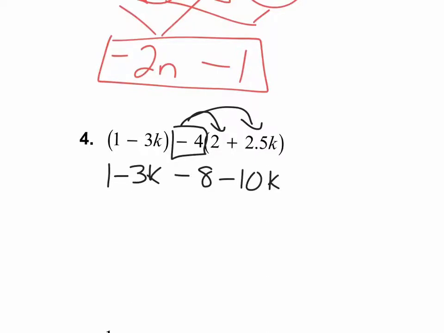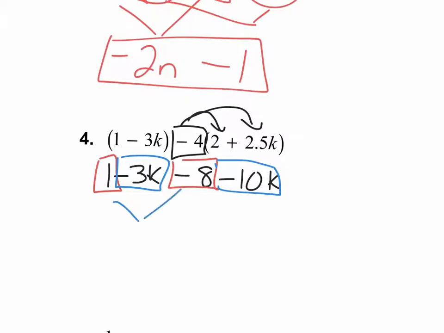And then we combine like terms. So I have a 1, negative 8, because they do not have variables, and then I have a negative 3k, and then I have negative 10k. And we combine 1, negative 8, opposite signs we subtract. So I get negative 7, because 8 is bigger than 1. Then negative 3k, negative 10k, same signs you combine, so it becomes negative 13k. And then your answer would be negative 7 minus 13k.